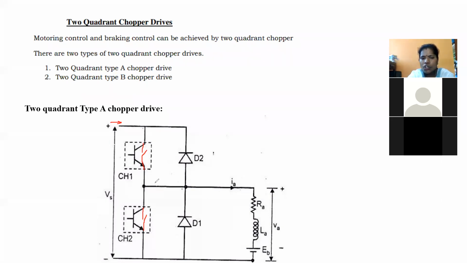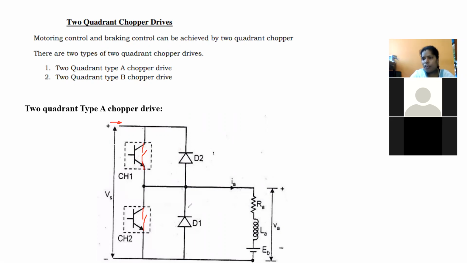I will say the chopper CH1 is going to coordinate with diode D1. Can you justify the statement? What I am saying, again I am repeating, chopper 1 is going to collaborate with D1 as a combination of working. Similarly, chopper 2 is going to operate with the help of D2 as a combination. Already I have explained how chopper 1 is going to operate. Can you say at which condition D1 is going to operate?